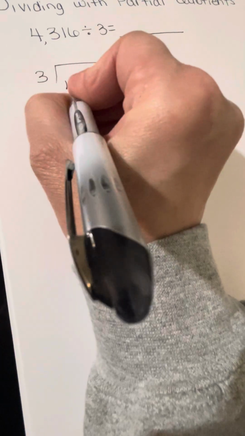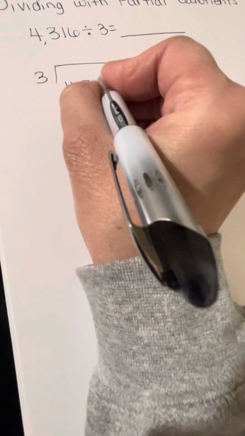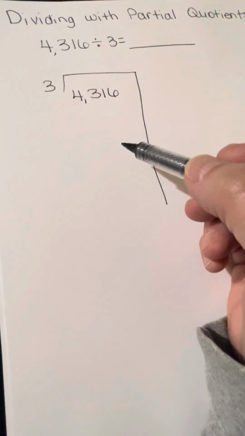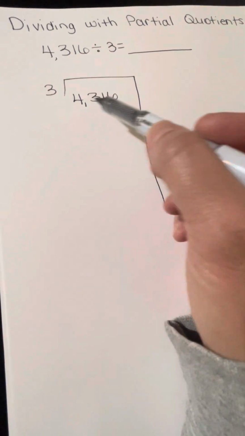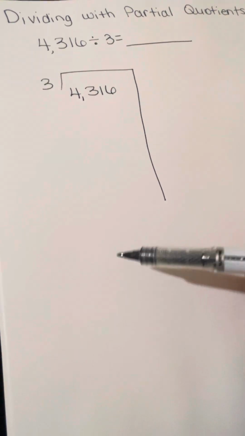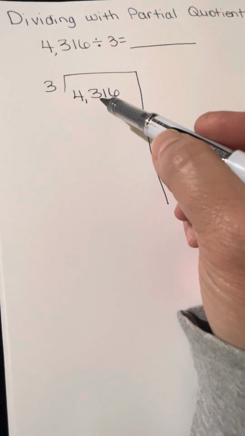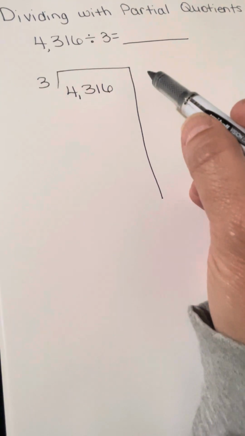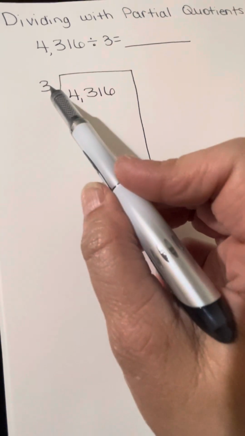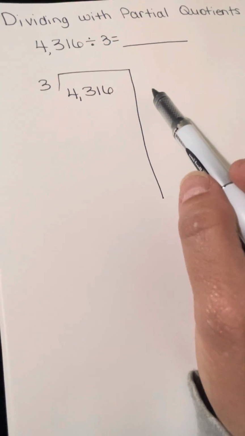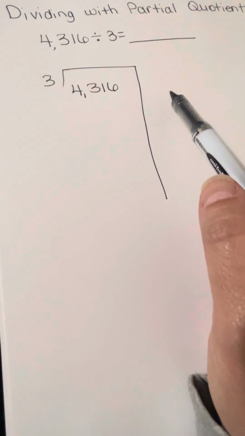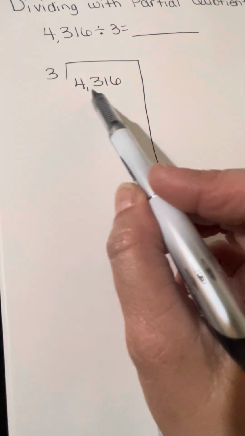Our dividend will go inside just like with long division. The difference between long division and using partial quotients for 4th and 5th grade is when you're using long division, you're writing your quotient here and you're subtracting as you go. But with partial quotients, they're dividing and writing their partial quotients here and subtracting as we go. The reason they are not writing it here is so that they can use multiples of tens, hundreds, thousands, and so on to be able to multiply to get the partial quotient here to subtract.